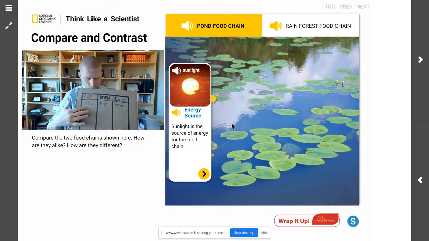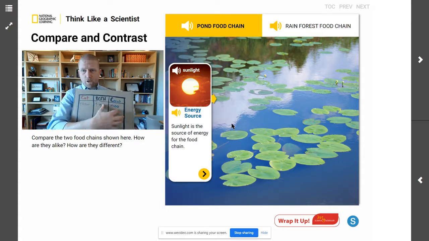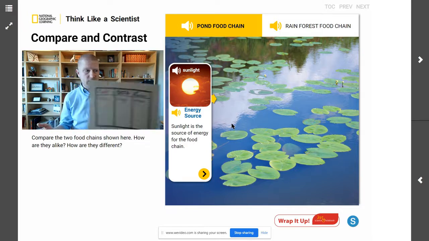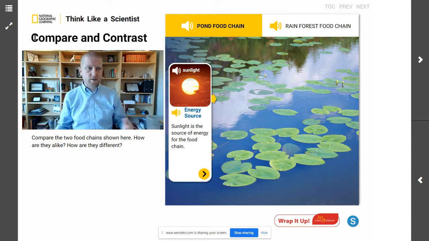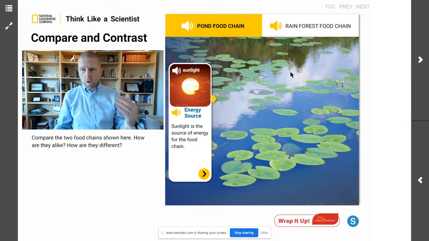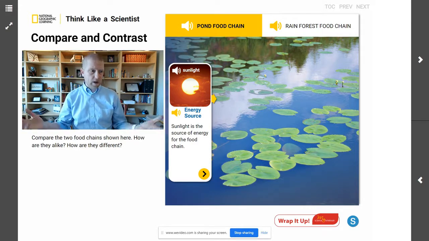So we are going to use a compare and contrast chart like this in order to compare and contrast those two food chains. We're going to have a pond food chain and a rainforest food chain. And when we look here, these diagrams show the food chains in two different environments. One food chain is a pond and the other is the rainforest.